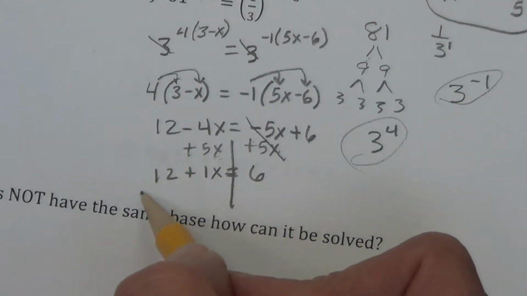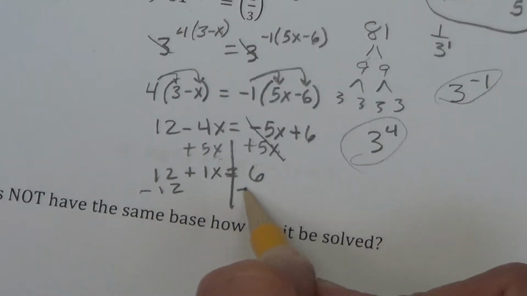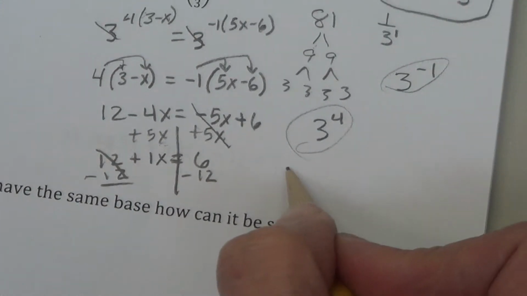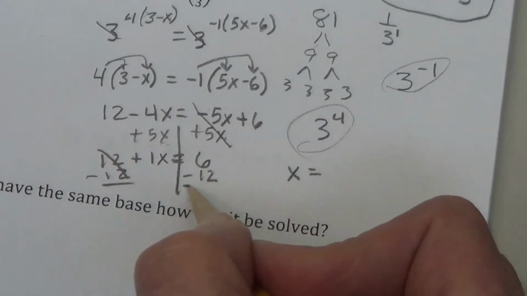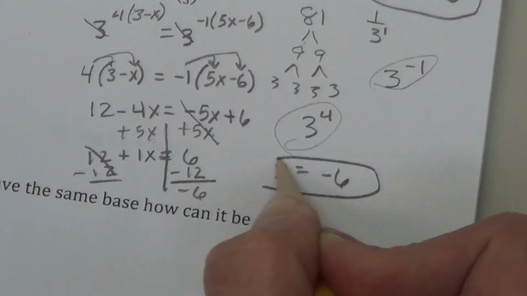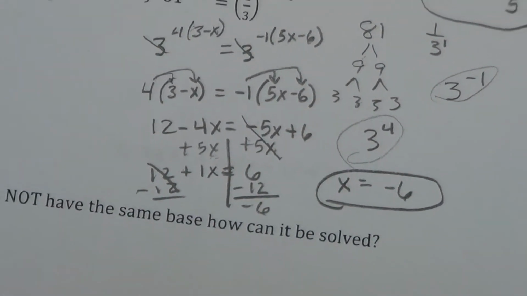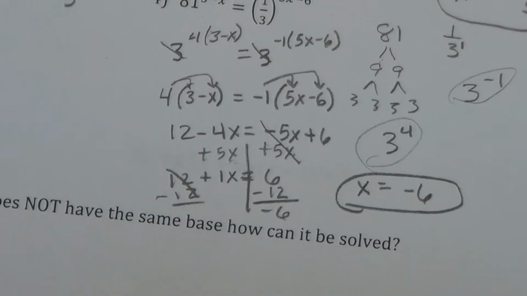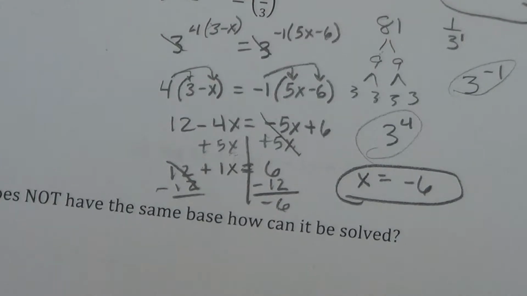Now we subtract 12 from each side. That cancels, and we get x equals negative 6. In class, we're going to go through and I'll show you how to check these. I just wanted to make sure that we got through the basics on here.